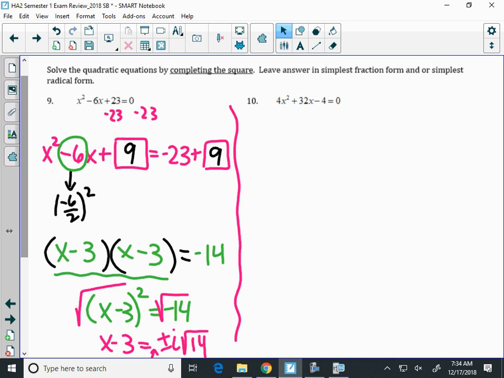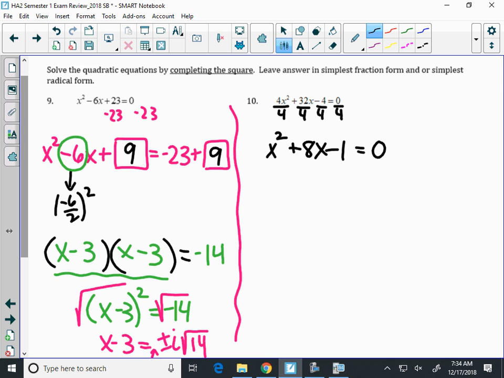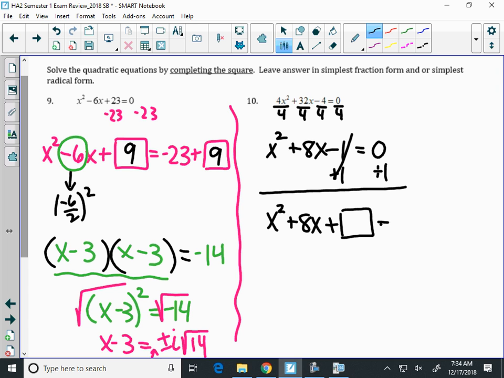Last problem on the exam. I have a set equal to 0. However, in order to finish complete the square here, you have to divide every term by 4, which would give you x squared plus 8x minus 1 equals 0. Now you are set up just like number 9, and you can finish the process of complete the square. You start by adding 1 to both sides, and you'll get x squared plus 8x, fill in your box here, equals 1 plus box.